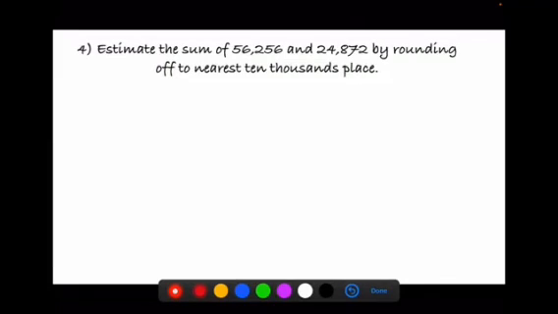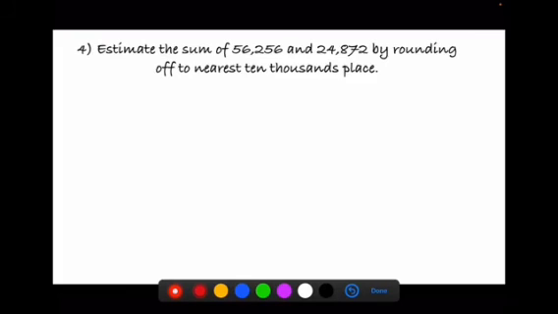Estimate the sum of 56,256 and 24,872 by rounding off to the nearest 10,000s place. Children, we have already solved problems which asked us to round off the digits to the hundreds place or thousands place and have the sum worked out. This problem is also very much similar to that, but it is for the 10,000s place. So we shall start working it out.